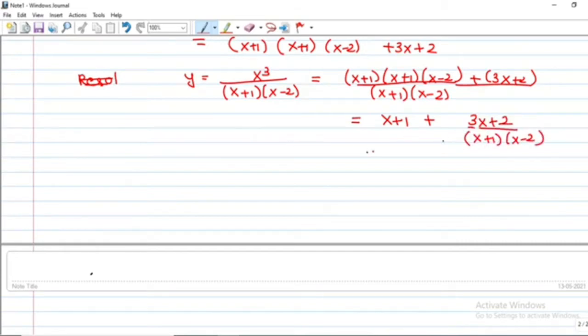Now you can clearly see here that this is a simple polynomial, and this is a proper rational expression.